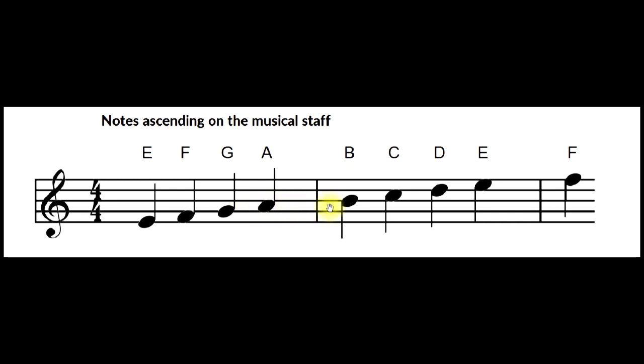And after A comes B. That means the third line is a B note. And you just run up the alphabet from B to C to D to E. And we're going to finish here on F. Now we can go higher. We go and get into what we call ledger lines. But we'll cover those later on.